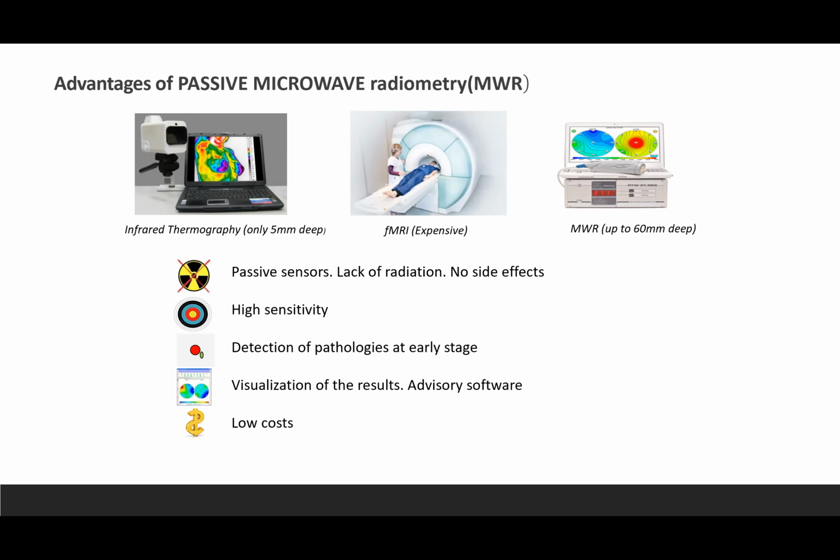So our device is a passive sensor. It doesn't irradiate anything, and this is the reason it has no side effects. We have a high sensitivity. We are working now with this device at 0.1. We can detect pathologies at an early stage. We could visualize results, and of course, it's low cost. The cost of one examination, because there are no reagents, is almost zero.